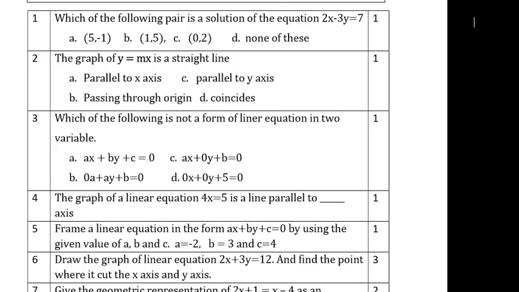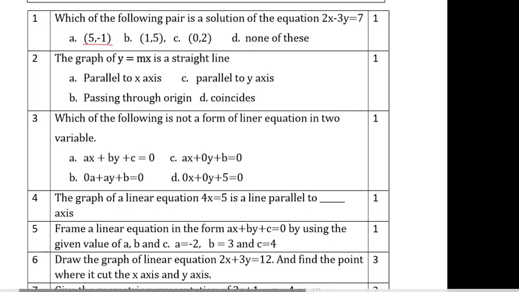Now the first problem: which of the following pairs is a solution of the equation 2x minus 3y equal to 7? So how do you decide which one of these is the solution? You will put the values. Here in the first option, you will put 5 in place of x and minus 1 in place of y, and you will check what solution you are getting.